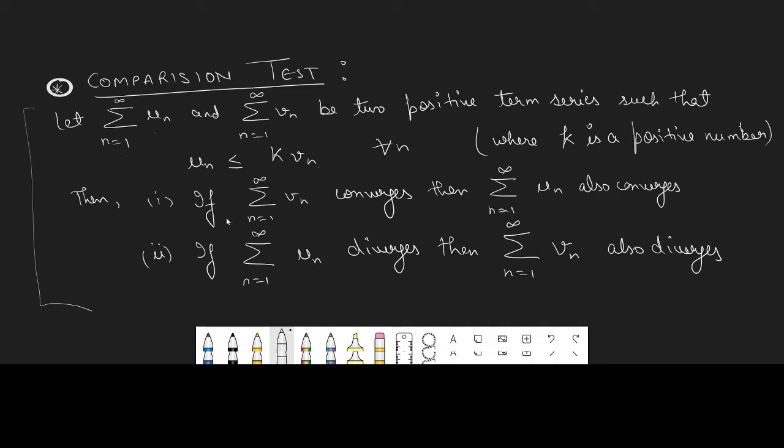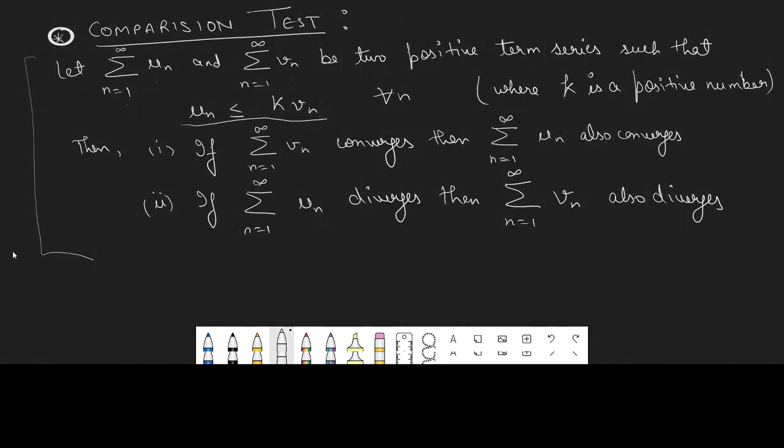Then first, if summation n equals 1 to infinity vn converges, then summation n equals 1 to infinity un also converges. And the second statement is, if summation n equals 1 to infinity un diverges, then summation n equals 1 to infinity vn also diverges. And yes, you need to write down this k also. Always write this k.